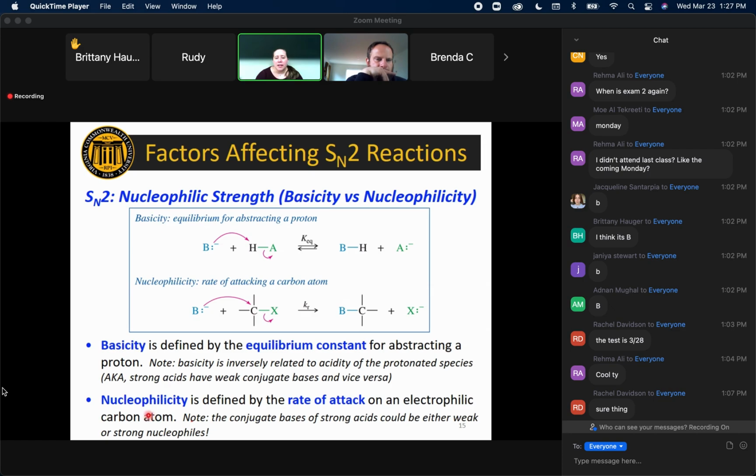Nucleophilicity, on the other hand, has nothing to do with proton transfer or proton movement. And so what that means is that in nucleophilicity, you could have a situation where you have the conjugate base of a strong acid, and that conjugate base might be a weak nucleophile, or it could be a strong nucleophile. So the conjugate base of a strong acid would be a weak base, but it could be a weak nucleophile or a strong nucleophile. And we'll see some examples of that as we go.